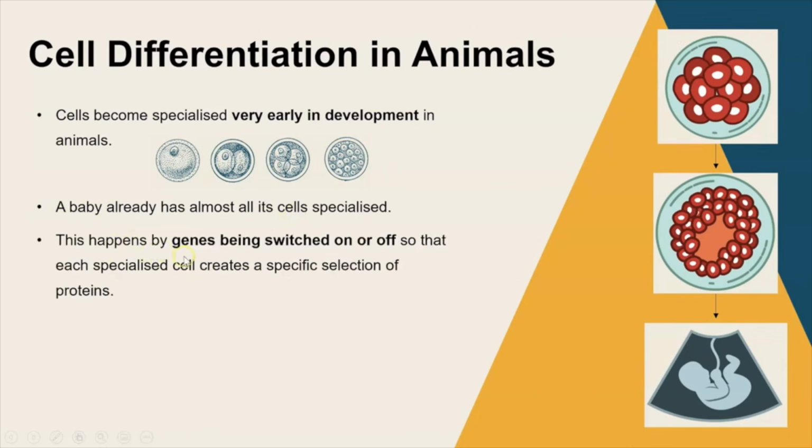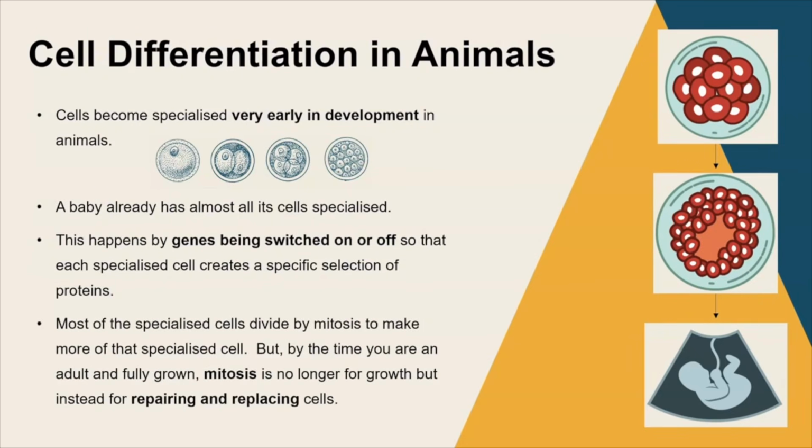And that happens by genes being switched on or off, so that each specialised cell creates a specific selection of proteins within that cell. Now those specialised cells will mainly divide by mitosis to make more of those specialised cells. But by the time you are an adult and fully grown, mitosis is actually no longer for growth, but instead mitosis is just for repairing any damaged cells or replacing damaged cells.